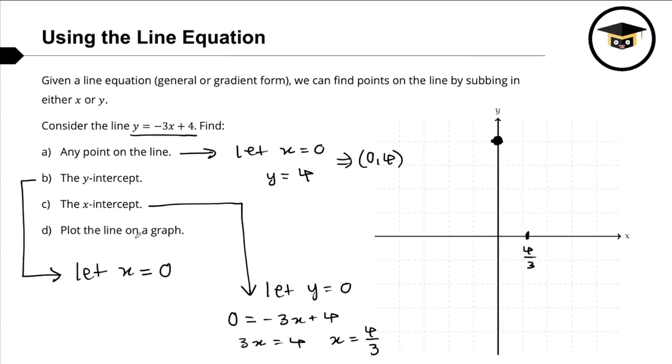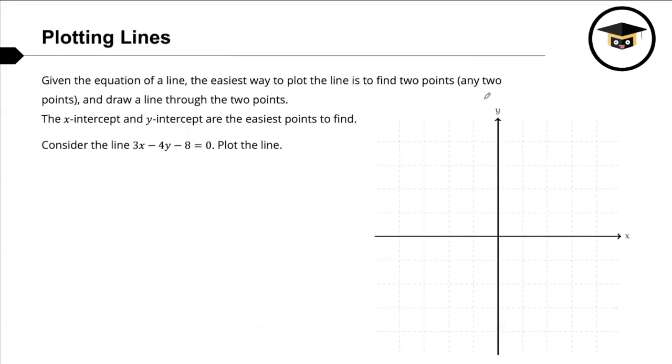So part D, plot the line on a graph. So you can see I've been given 2 points, so I can easily join them together and plot my graph. So that is what it looks like. Hopefully that makes sense. Now, given the equation of the line, the easiest way to plot the line is to find 2 points, right? And the easiest 2 points to find would be our x and y intercept.